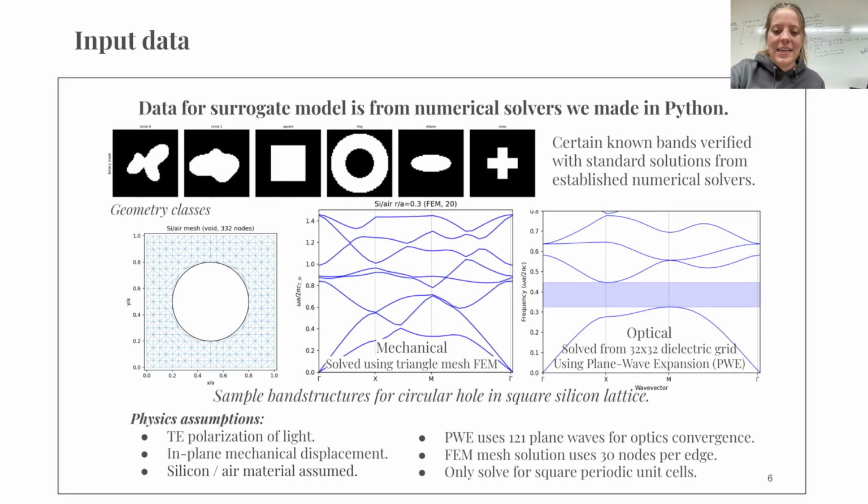We generate all of our training data using Python solvers. We train on several geometry classes, all of which are on a square lattice. Here's an example for a circle. The mechanical bands are on the left, optical on the right, and we shade the band gap.